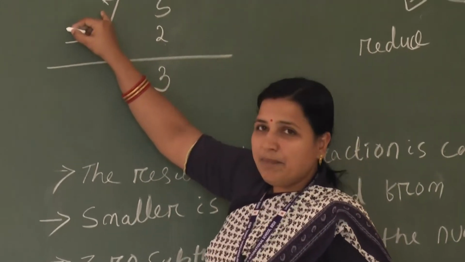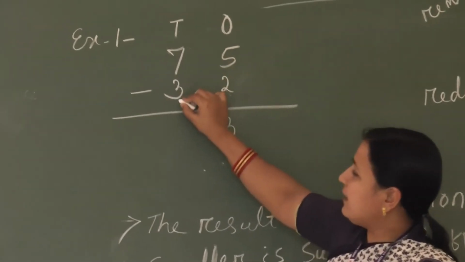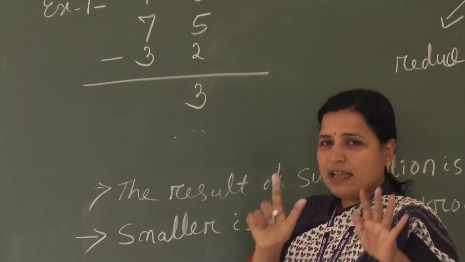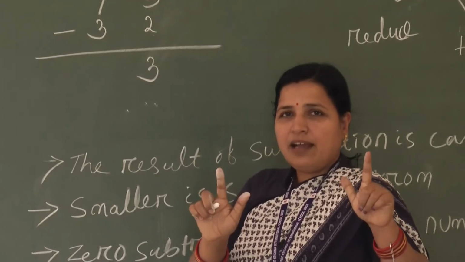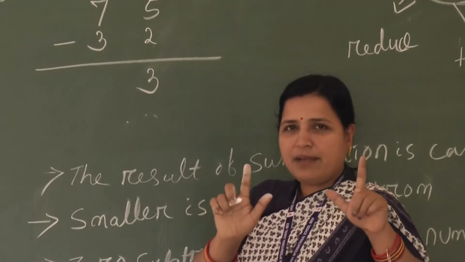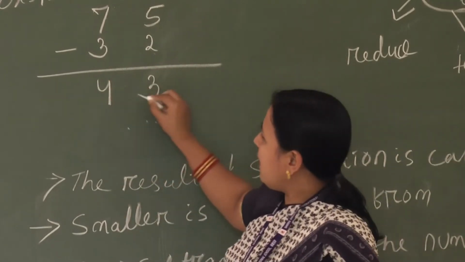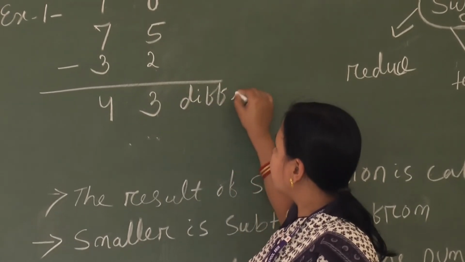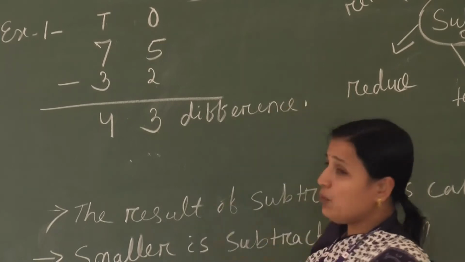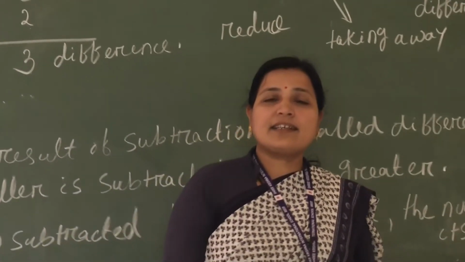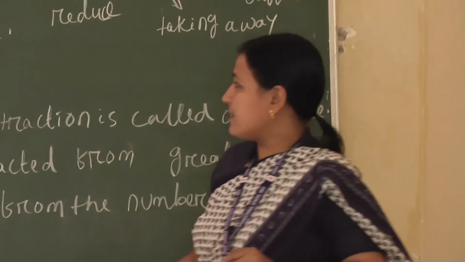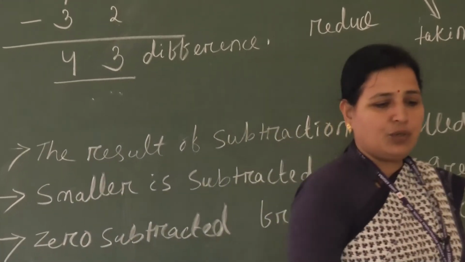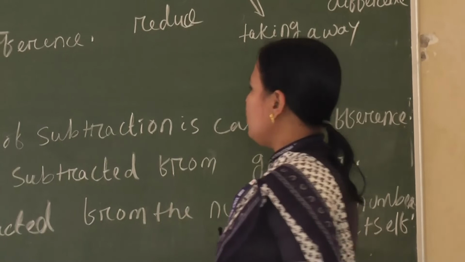Then in the tens place, 7 tens is here and here is 3 tens. 7 tens minus 3 tens. You already know 7 fingers, 3 will take away or reduce or remain or minus. How many are there? 4. So what is the answer? 43. 43 is the difference. I say to you, the result of subtraction is called dash. Yes, difference. 43 is what? 43 is the difference. In this process, you subtract the smaller from the greater.